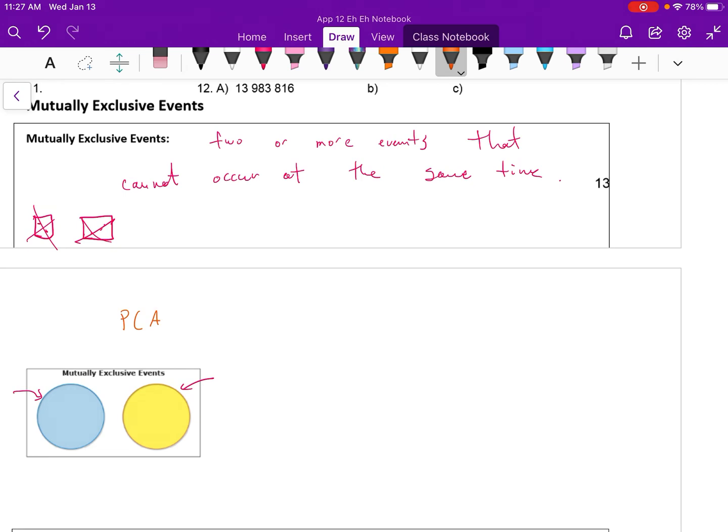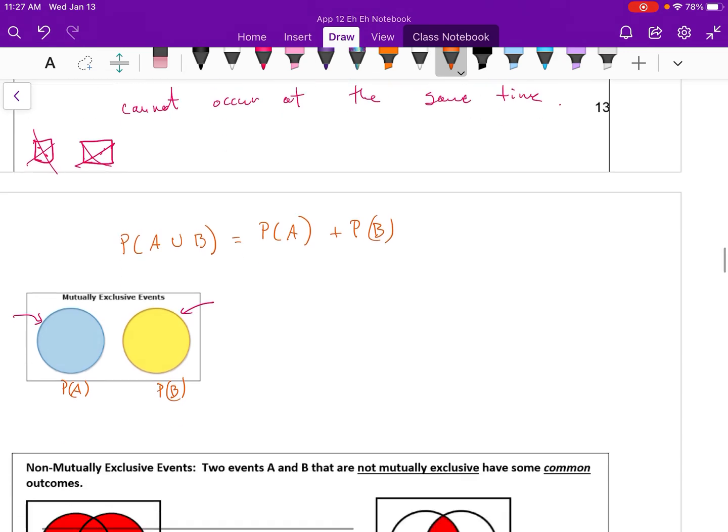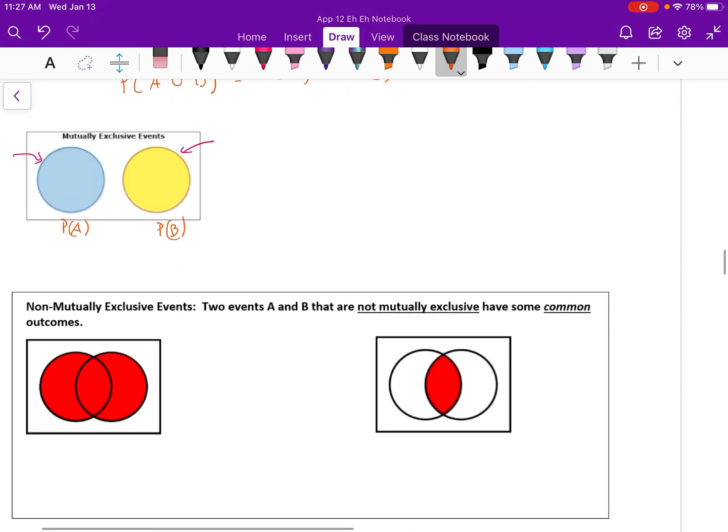So what can we conclude? Well, the probability of A or B occurring. Now, maybe let's say this is the probability of A and this is the probability of B. The probability of A or B is going to be the probability of A occurring or the probability of B occurring. That's what happens when there are mutually exclusive events.